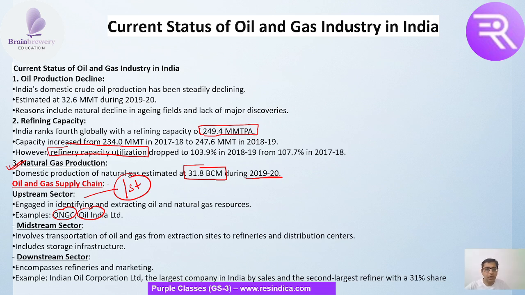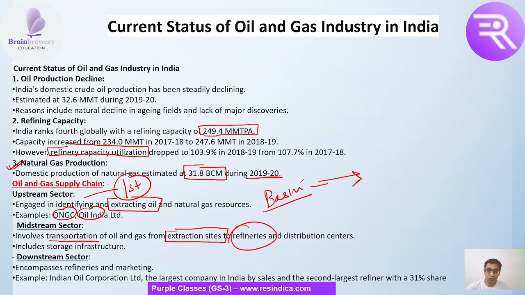Then comes the midstream sector. What is the meaning of midstream? Once you are able to identify and extract this oil, you want to transport it from the extraction site. Wherever you find a basin, you start extracting the oil, and then you transport it to the refineries. That is the midstream sector, where fractional distillation takes place, where petrol, diesel and other products get extracted and transported.